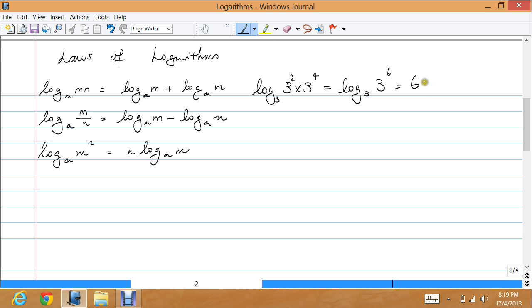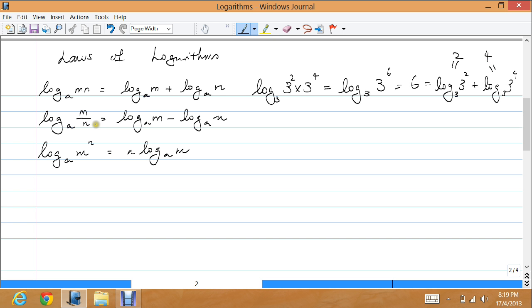But it's also the same as considering log base 3 of 3 squared plus log base 3 of 3 to the power of 4, right? Because each of them, this will give you 2, and this will give you 4. So 2 plus 4 also gives you 6.